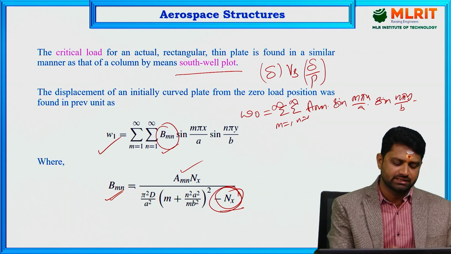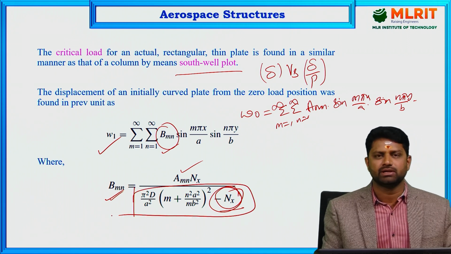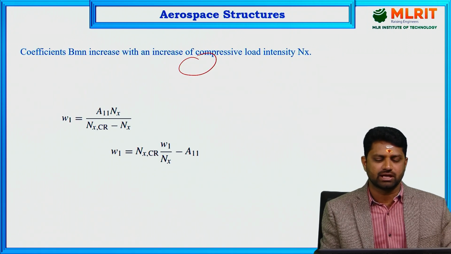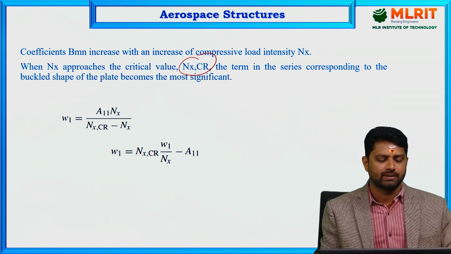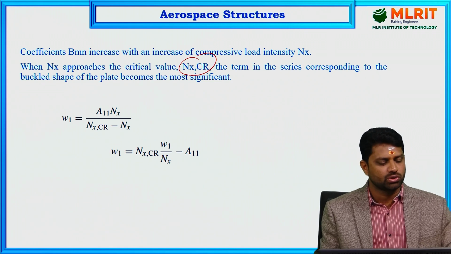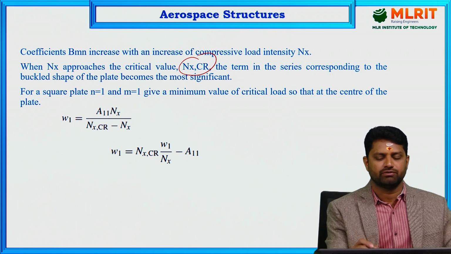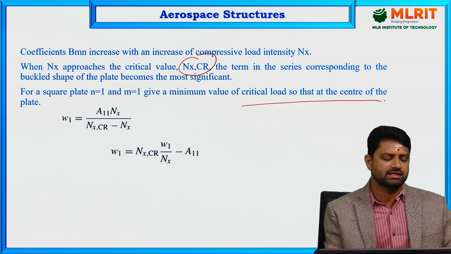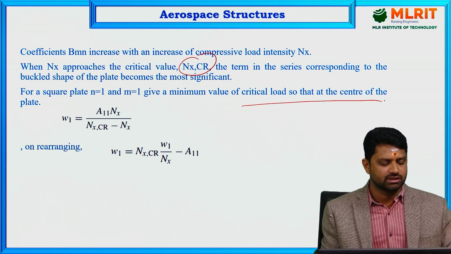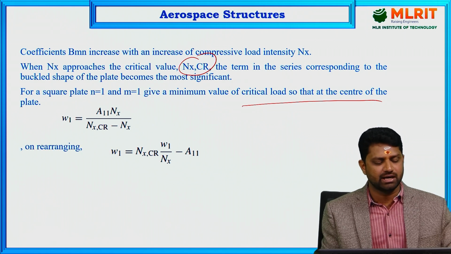So whatever is there here, this will become critical, and so the buckling load can be predicted from this one. Okay. Now if you consider a square plate, you can assume m equals 1 and n equals 1, which gives the minimum value of critical load, so at the center of the plate you can substitute m equals 1 and n equals 1.